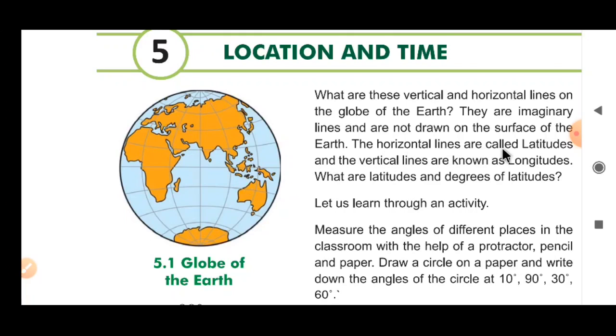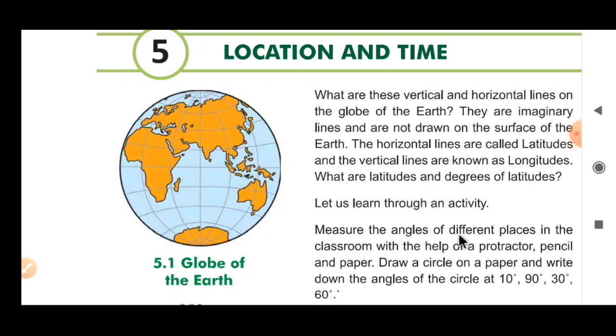The horizontal lines are called latitudes and the vertical lines are known as longitudes. What are latitudes and degrees of latitudes? So here a picture is given, and these horizontal lines drawn on the globe are known as latitude, and these vertical, meaning standing lines drawn on the globe are known as longitude. So what are latitude and longitude degrees? We will learn about it through an activity. Let's learn through an activity.